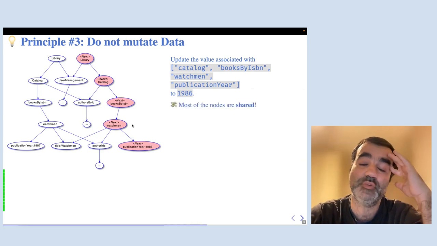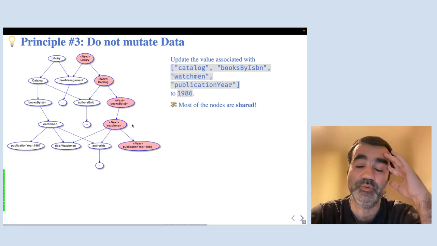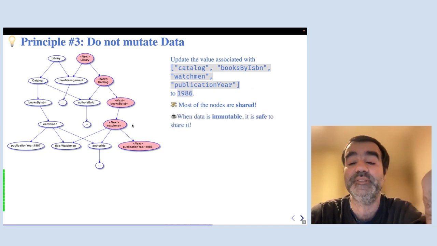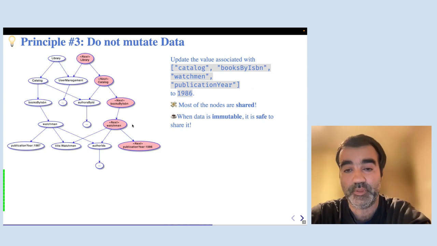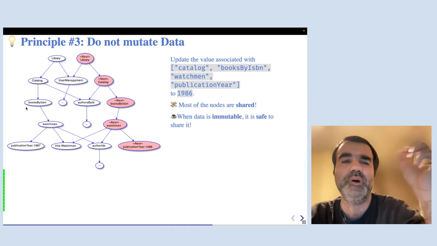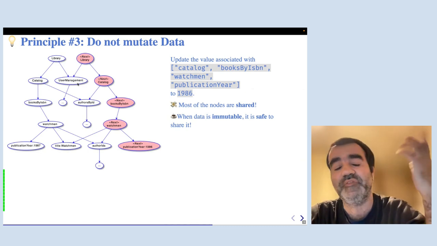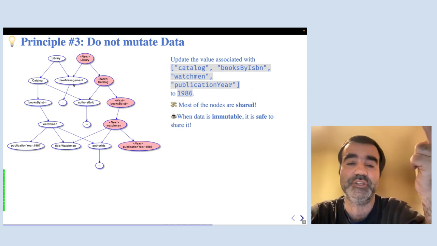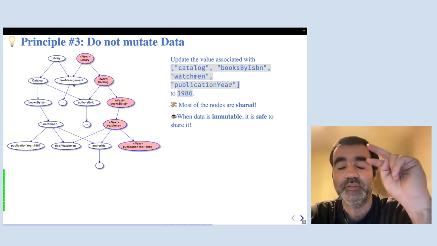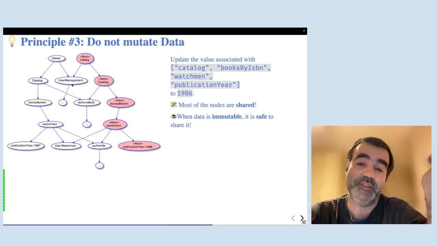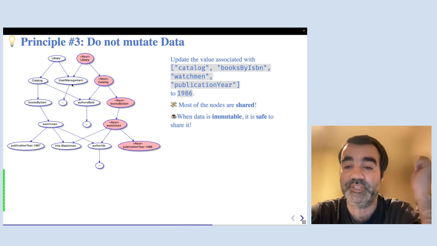So the vast majority of the nodes are shared between the two versions. And because data is immutable, it is safe to share. We don't need to ask ourselves, what if someone changed a field under user management? Does it affect the two versions of the data or only one version? This question is irrelevant because data is immutable. And as I said a moment ago, when data is immutable, it's safe to share it.